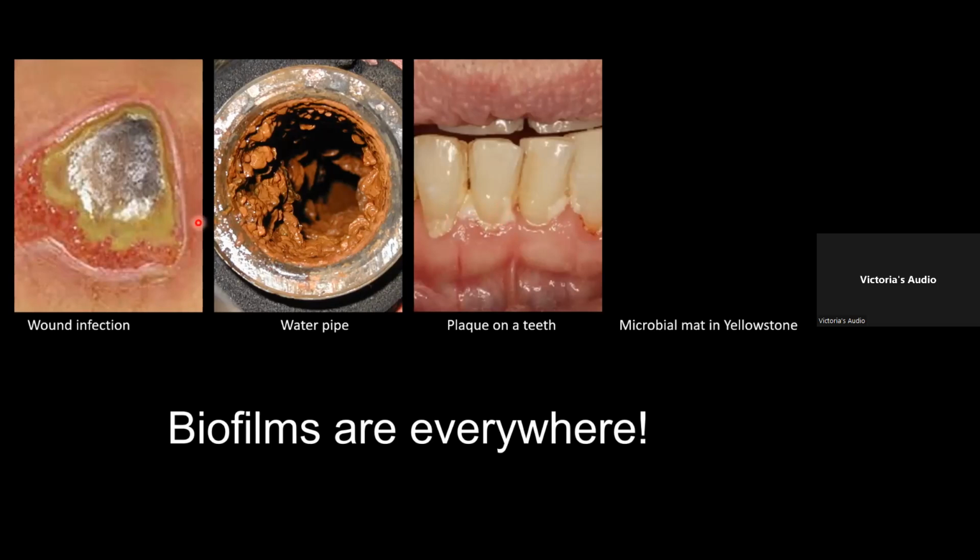If you notice, all those biofilms are actually slimy. You can see that they're slimy and glossy. They have a shiny, glossy, slippery surface.